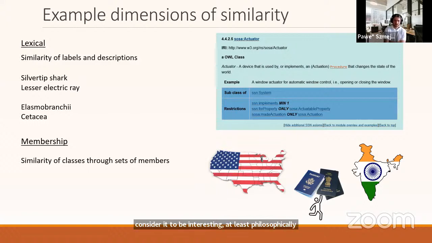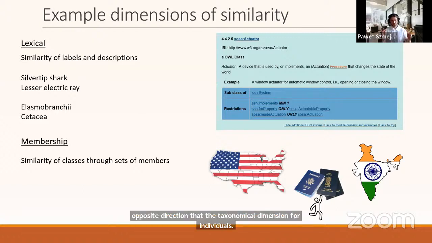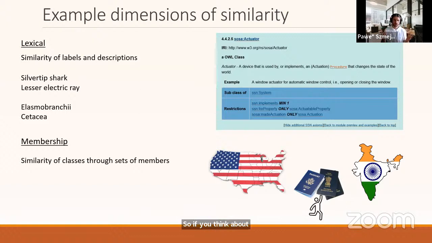It goes in a different direction than the rest of the dimensions of similarity from this presentation. It is the similarity of two classes as exemplified by the instances that they have in common. So it kind of goes in an opposite direction than the taxonomical dimension for individuals. If we have two individuals and they are both Americans, so they belong to the class of Americans, that is evidence of the similarity of those two individuals.